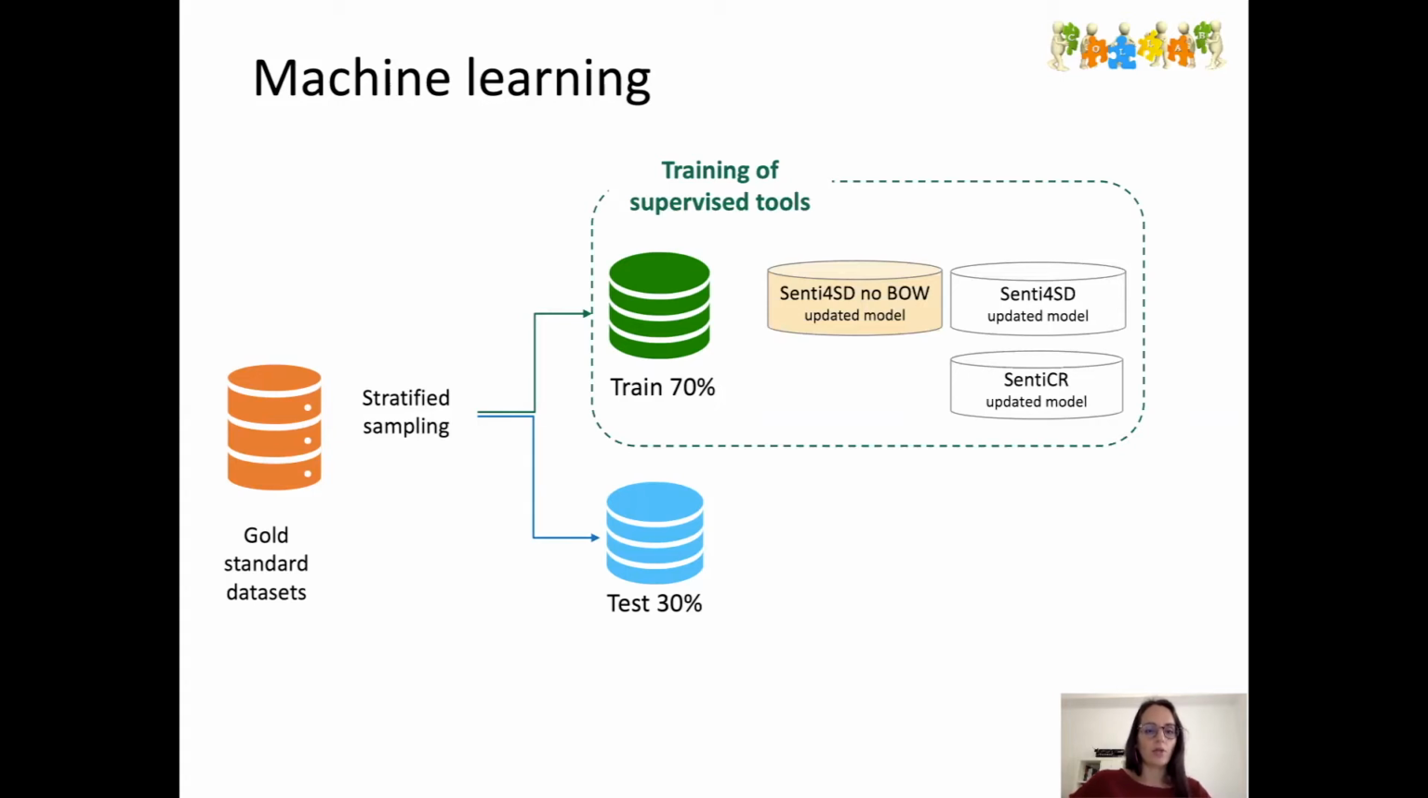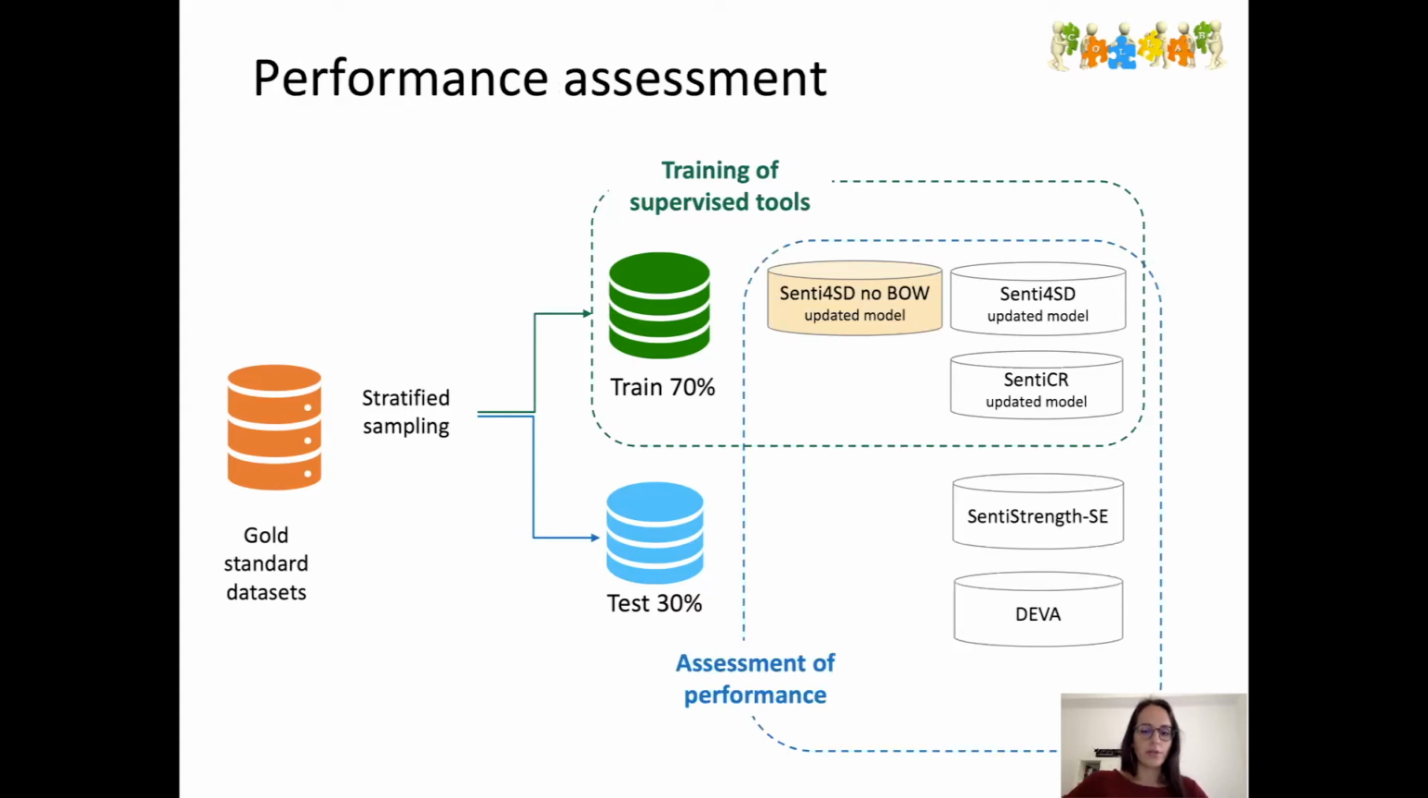And we removed the bag of words because we want to test our intuition that this kind of feature is more prone to overfitting with respect to others. We cannot do any of this kind of feature customization for SentiCR because SentiCR is basically relying only on bag of words. And then we use the remaining 30% for performance assessment, also on the rule-based, lexicon-based tools, which we cannot retrain, for reference.